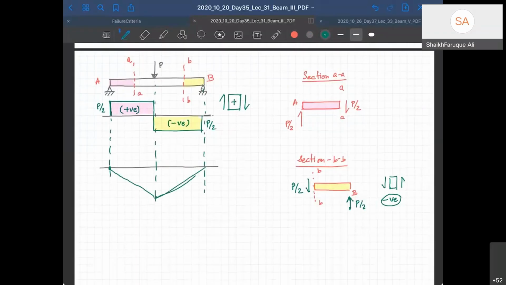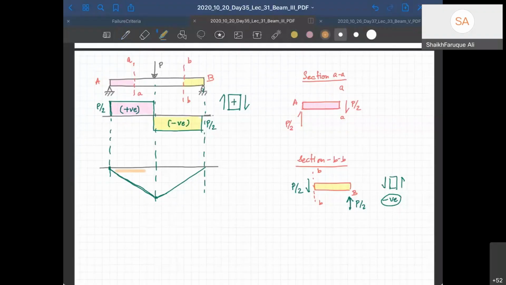So it will go like that, right? So this is going to be your bending moment diagram. Now, please note that I have drawn my bending moment diagram positive downward. This is the convention I'm going to follow. It's up to you whether you follow this convention or not, but this is my convention.